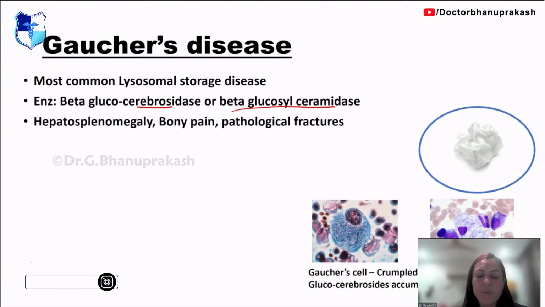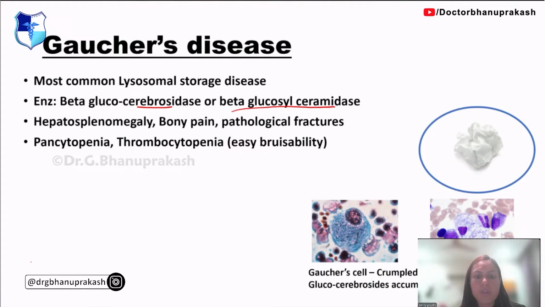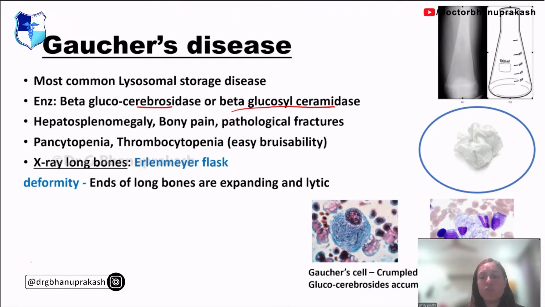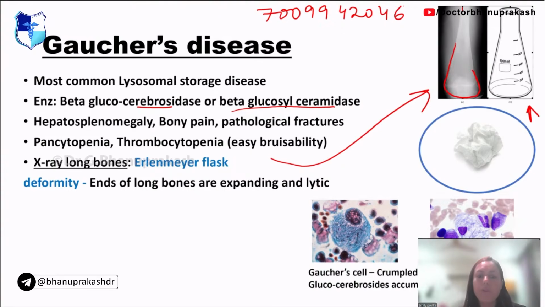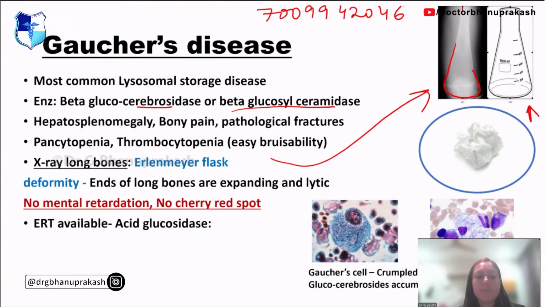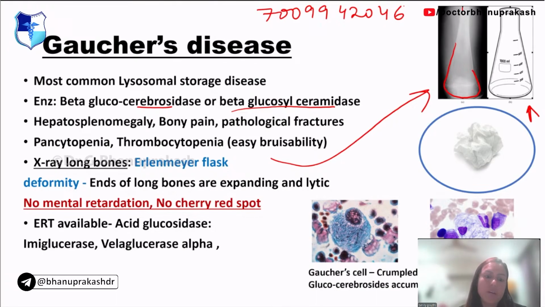So, the patient has hepatosplenomegaly, bony pain and pathological fractures, pancytopenia, thrombocytopenia, and easy bruisability. The X-ray of long bones has a typical Erlenmeyer flask deformity. The ends of long bones are expanding and lytic. Okay, Gaucher's disease, X-ray long bones, Erlenmeyer flask deformity, which is typical. No mental retardation, no cherry red spot. Enzyme replacement therapy which is available is acid glucosidase, imiglucerase, or velaglucerase alfa.